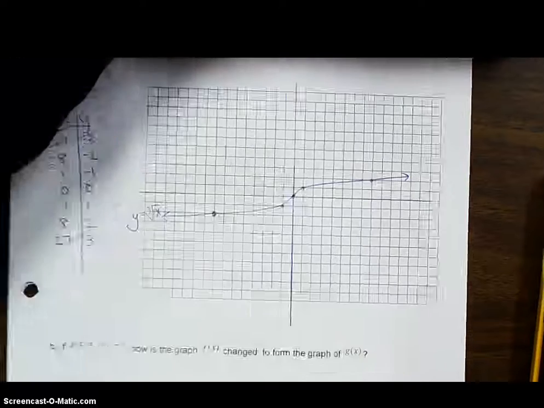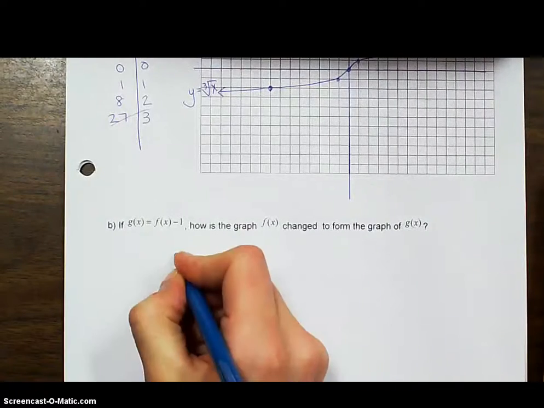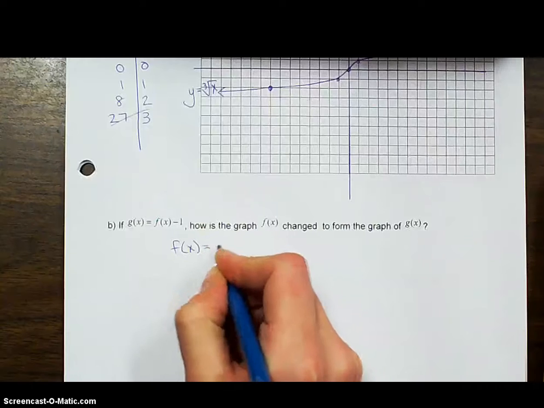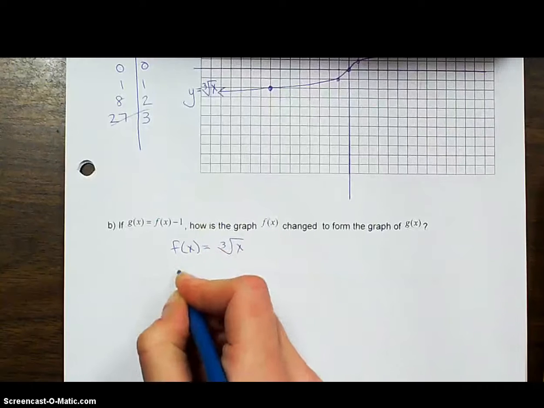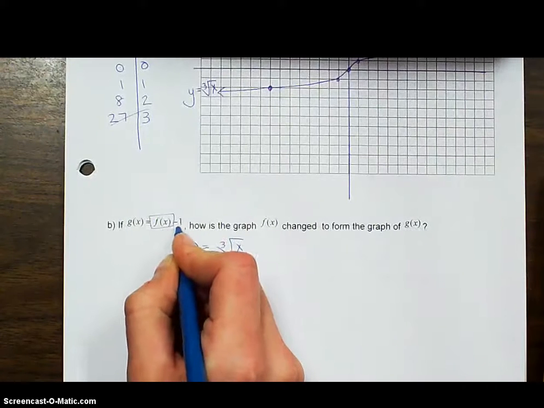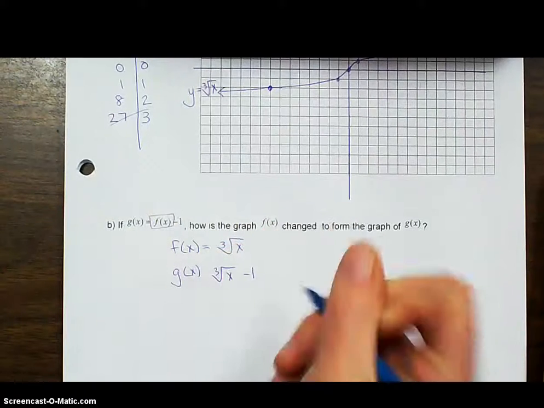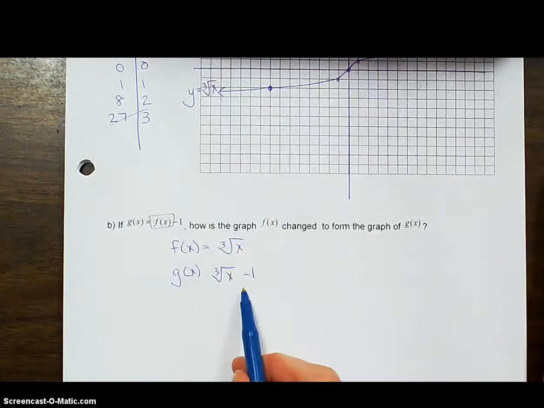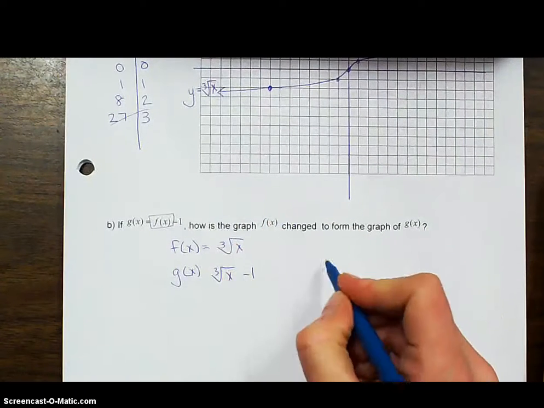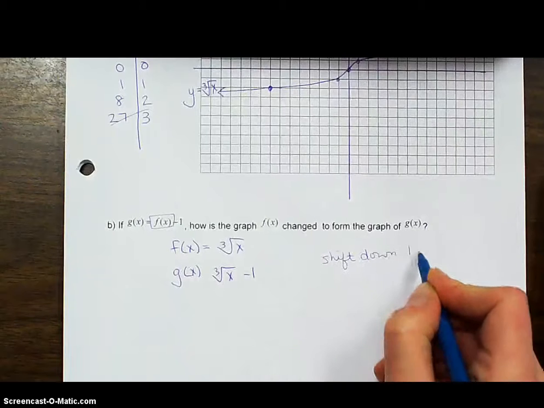All right, so let's go ahead and check out the last one. We have our f of x, which is equal to the cubic root of x. Now we want to have g of x, and here what we're going to do is take f of x and subtract 1. So the cubic root of x minus 1, and I know from my lesson the other day that when you subtract 1, it's going to shift down 1 unit.